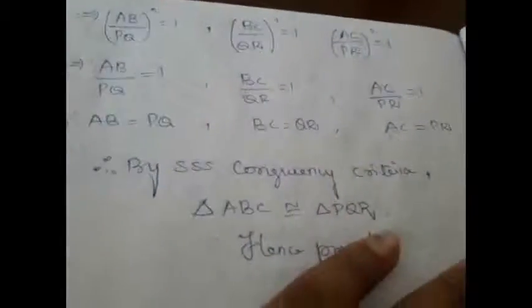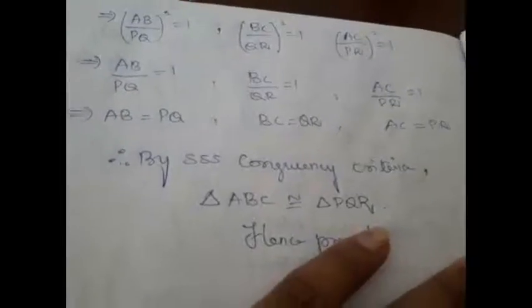Now equate everything separately to 1. What will happen? See, (AB by PQ) the whole square equals 1. So if the square goes to that side, it will become a square root. Square root of 1 is also 1. Therefore AB is equal to PQ. Similarly the other sides, and hence we got all the corresponding sides are equal.